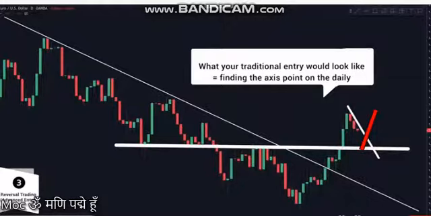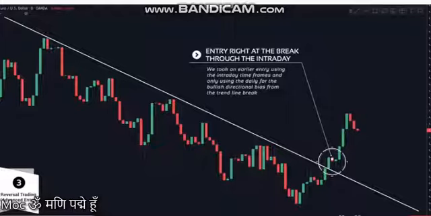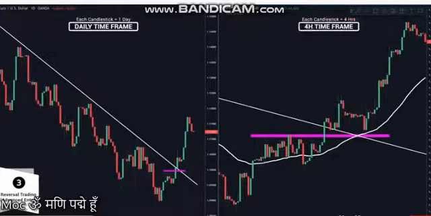Now, here's where we take it up a notch. Our entry into this trade came right at this break here, but exclusively through the 4-hour time frame. So let's put the 2 time frames side by side. Here on the left is your daily time frame, and here on the right is your 4-hour time frame.